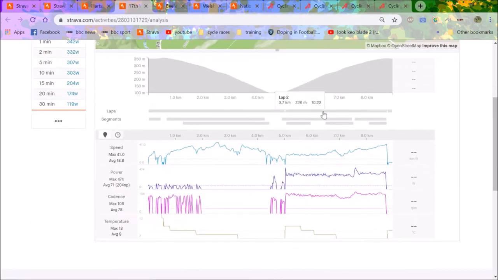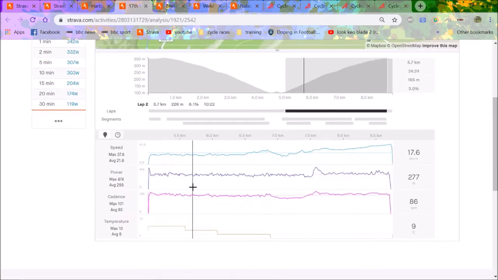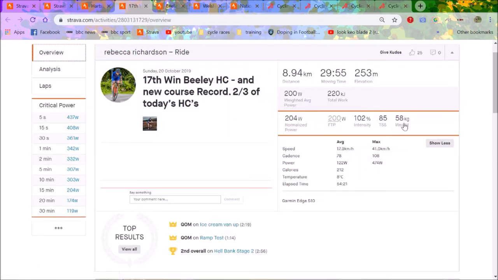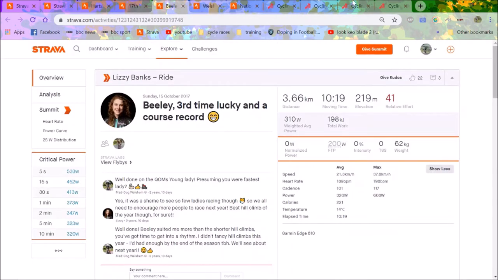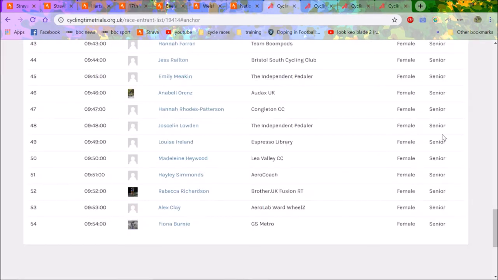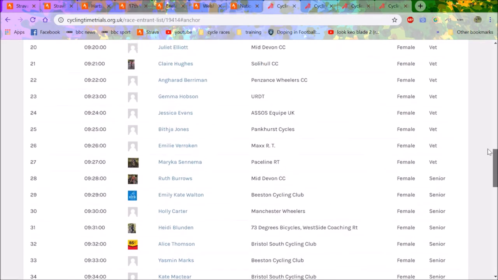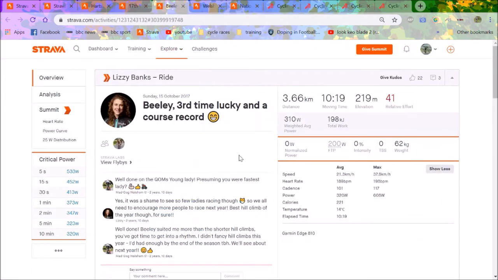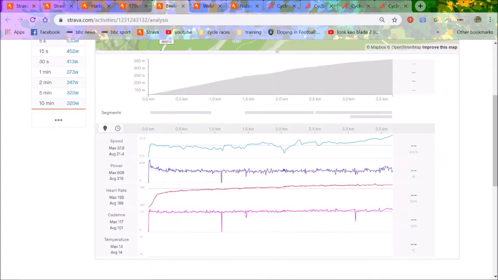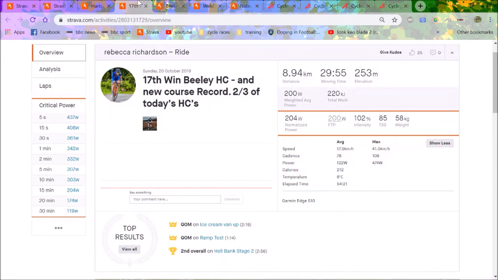She got beaten by Lizzie Banks, but I don't think Lizzie Banks is actually doing nationals, which is a bit annoying. But 295 watts for 10 minutes is, again, very solid. Weight, 58 kilos. This is Lizzie Banks, but I don't think she's racing, from what I could tell. She's not on the start list, which is a bit of a shame, because she did win Beely, and she's very strong. Again, numbers: 310 watts, 320 watts, 62 kilos. Similar numbers to maybe Rebecca Richardson's power.